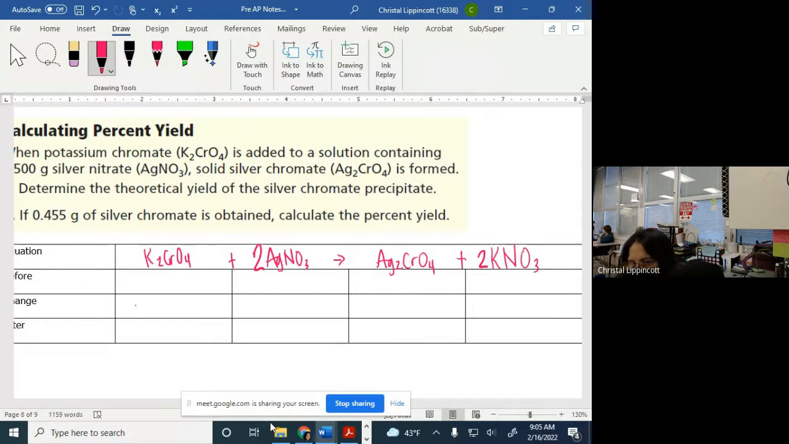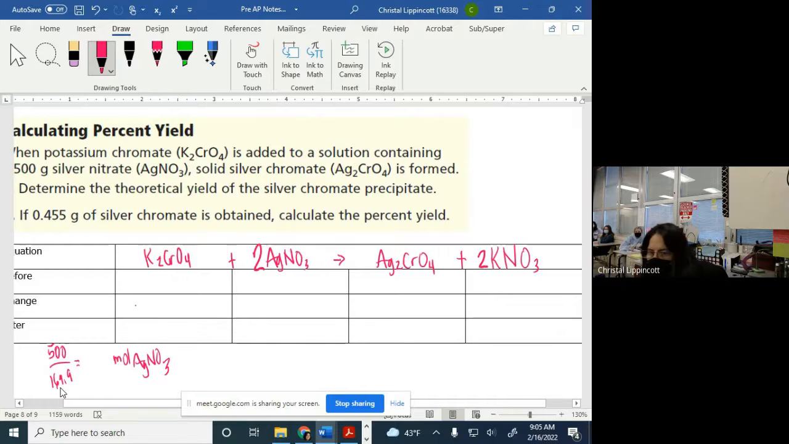All right, so now we're going to take our 500 grams of AgNO3. We're going to convert those, and I'm going to try to do this right this time. I'm going to convert those into moles of AgNO3. So I need a silver, I need a nitrogen, and I need 3 oxygens. So that's 169.9. So I'm going to take 500 divided by 169.9.